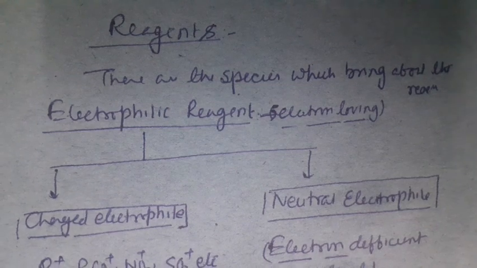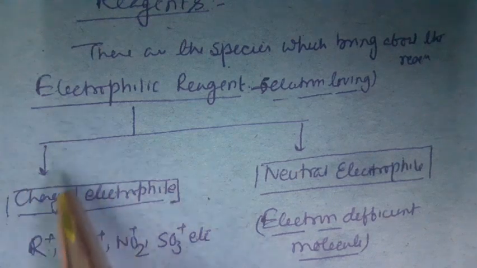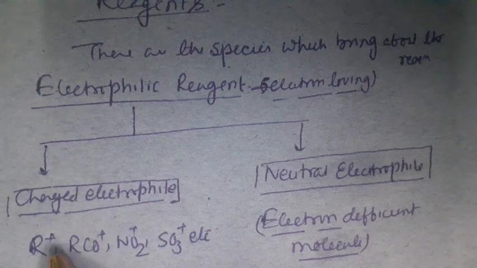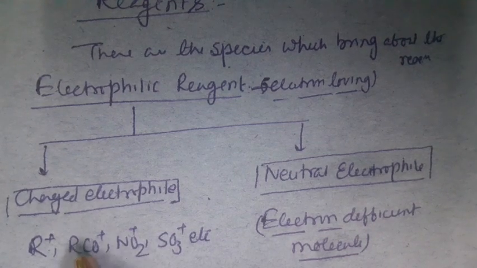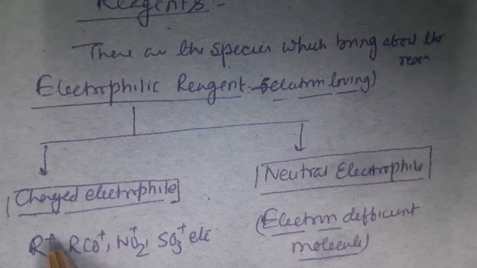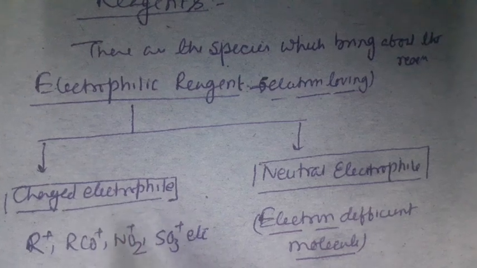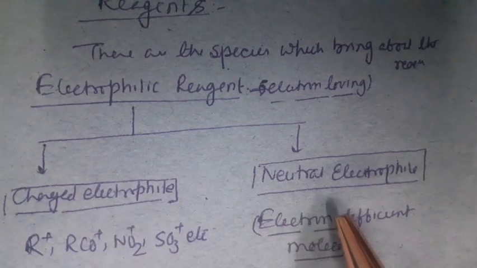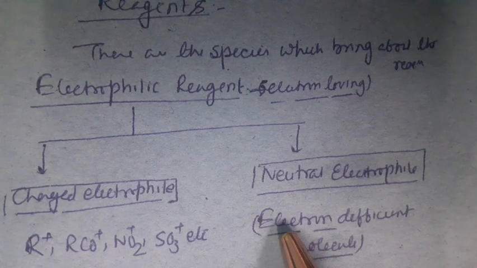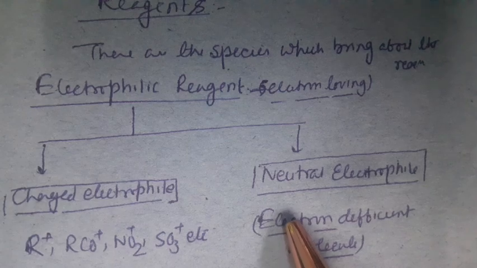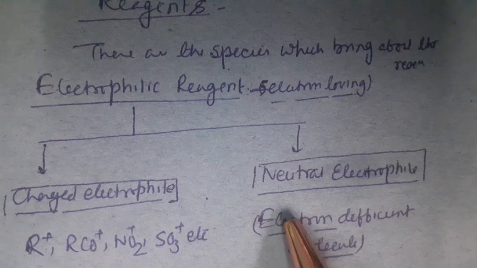All the positively charged ions, simply all cations, are examples of electrophilic reagents. Cation means they have a positive charge on them, which means they are electron deficient and have a tendency to accept or acquire electrons from the reagent, and therefore they are said to be charged electrophiles. Similarly, neutral electrophiles do not have any charge on them, but they have a tendency to accept a pair of electrons, and this happens only because their central atom is electron deficient.